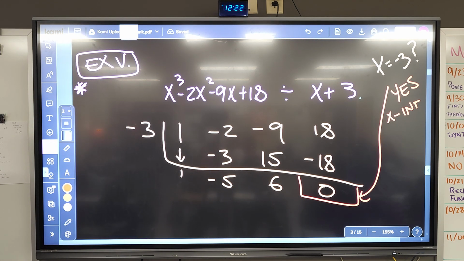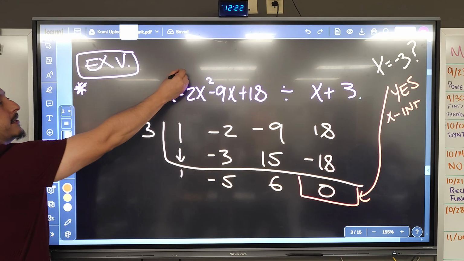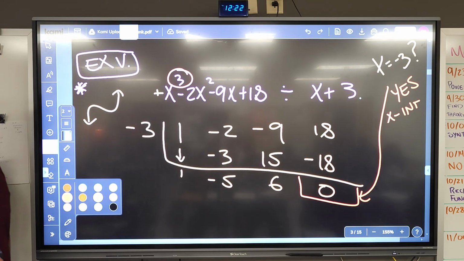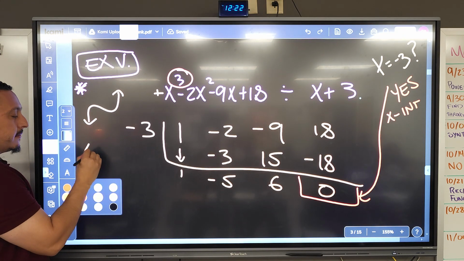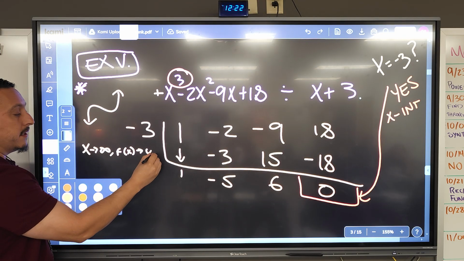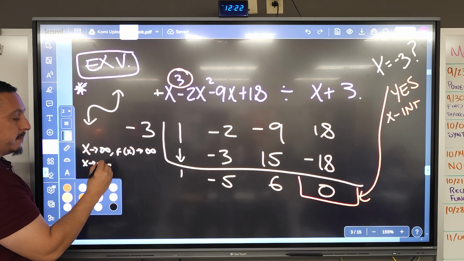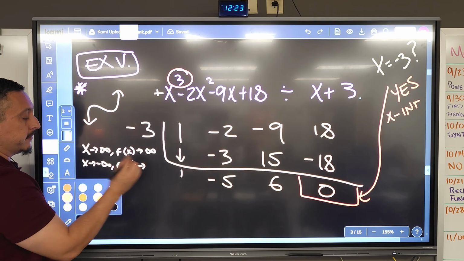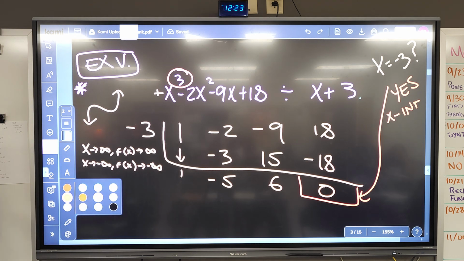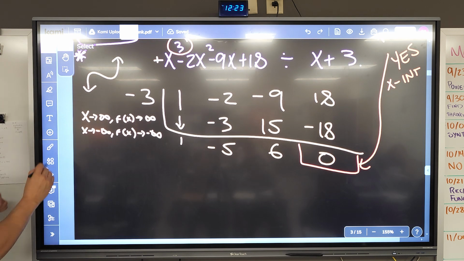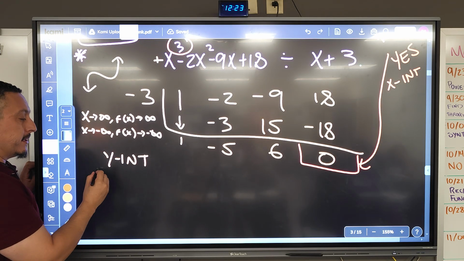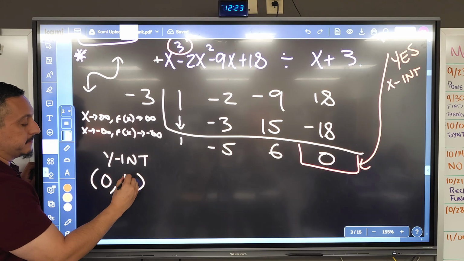Okay, let's answer some questions here. We know this will be a cubic, so it's an odd function. It's positive in the front, so it's going to look like that. The right arm points up, and then the left arm points down, sorry, down. Down, okay. And I know my y-intercept. Where's my y-intercept, guys, on this one? 18. Okay, it is at 18.